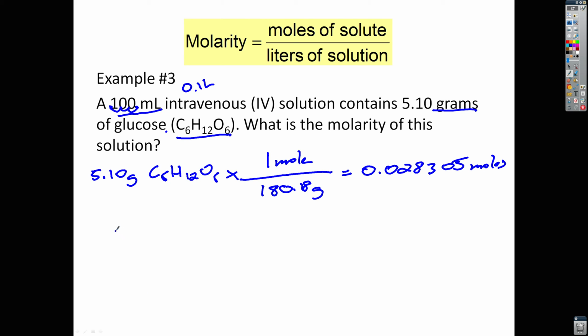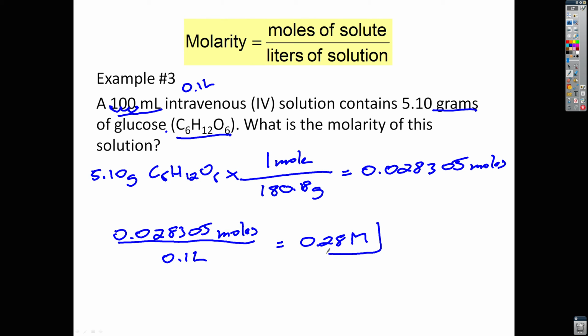So now I have everything. 0.028305 moles divided by 0.1 liter, and you're going to get an answer of 0.28. Again, I round to the hundredths place in my class. 0.28 molar. So the trick to this is if you're given grams, convert to moles. And if you're not given liters, you have to convert milliliters to liters. You move the decimal point 3 spaces to the left.